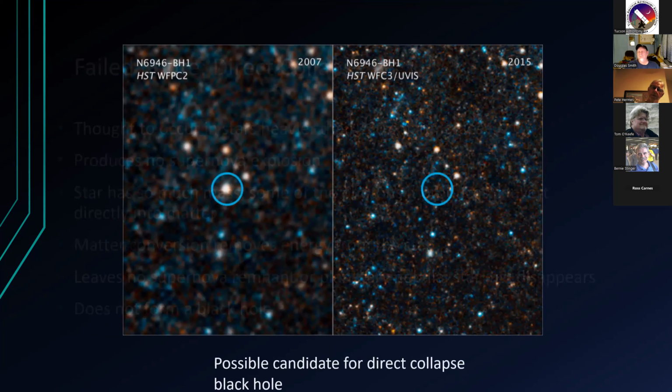This is an image showing one possible candidate of a star that has potentially undergone a direct collapse. It just disappears from this image between 2007 and 2015. There's no sign of a supernova in this region. There's no other gas or brightness in it. Just gone.